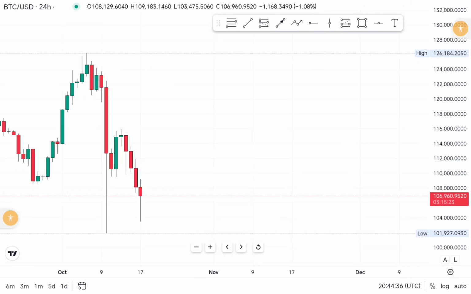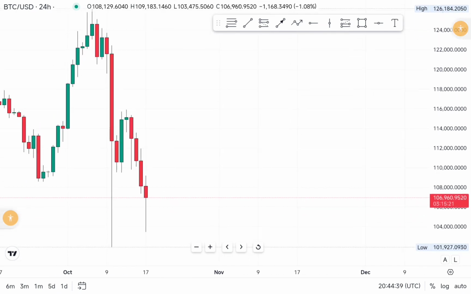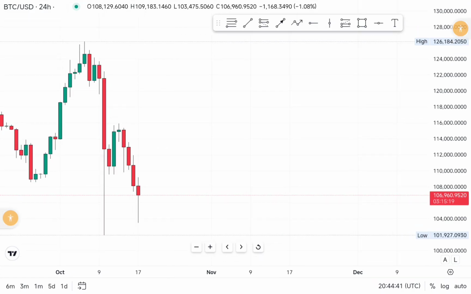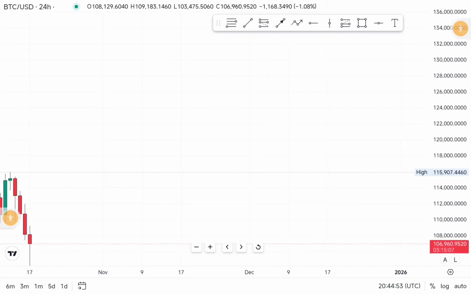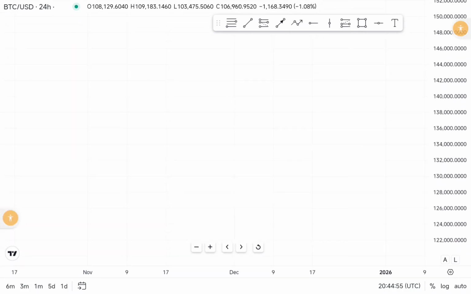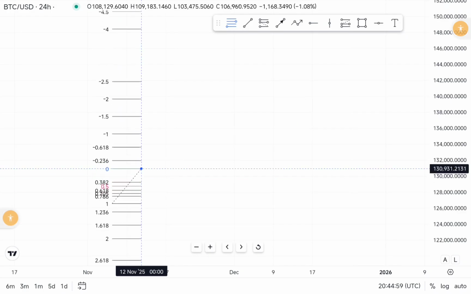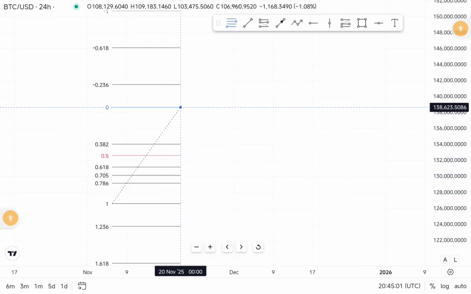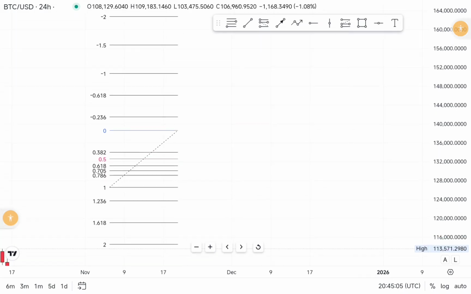Yes, as you can see, this is the daily time frame, looking at the BTC USD chart. There is the recent high and the recent low. But before we go on, I would like to point out some levels in the Fibo Deviation projection tool. I call it FDP.